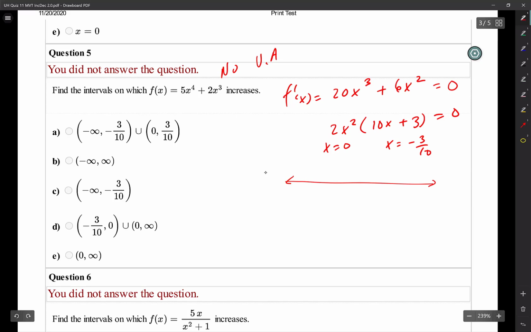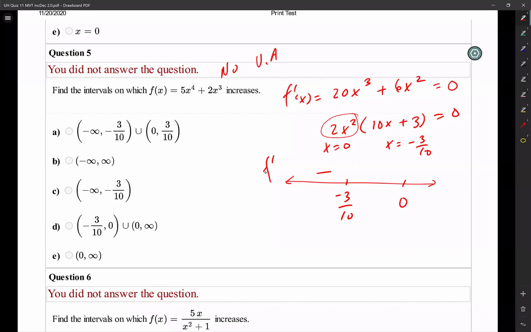I'll show you why right now, guys, through Desmos if you want to see it. We had a discussion on this in class too. Negative 3/10 and 0. I'm going to pick a number to the left of negative 3/10, like negative 10. The 2x squared is always positive. So 10 times negative 10 is negative 100, plus 3, that's negative. So it's negative.